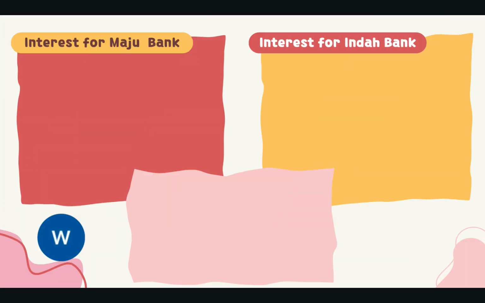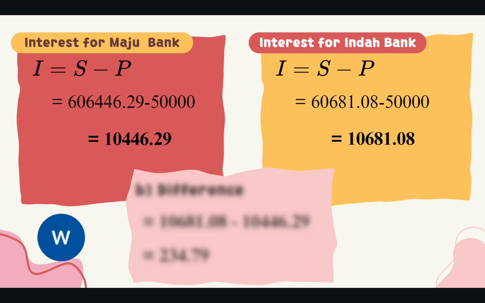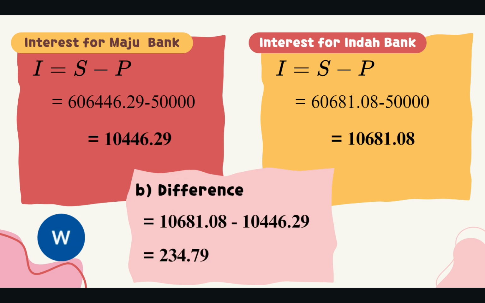As you can see, by subtracting the principal value, which is P, from the maturity value, which is S, you will get the interest value. Now, you can find that the difference between both banks is 234 ringgit 79 cents. Now, Hafiz, I want to ask you, which bank should your auntie invest in, and explain to me why.